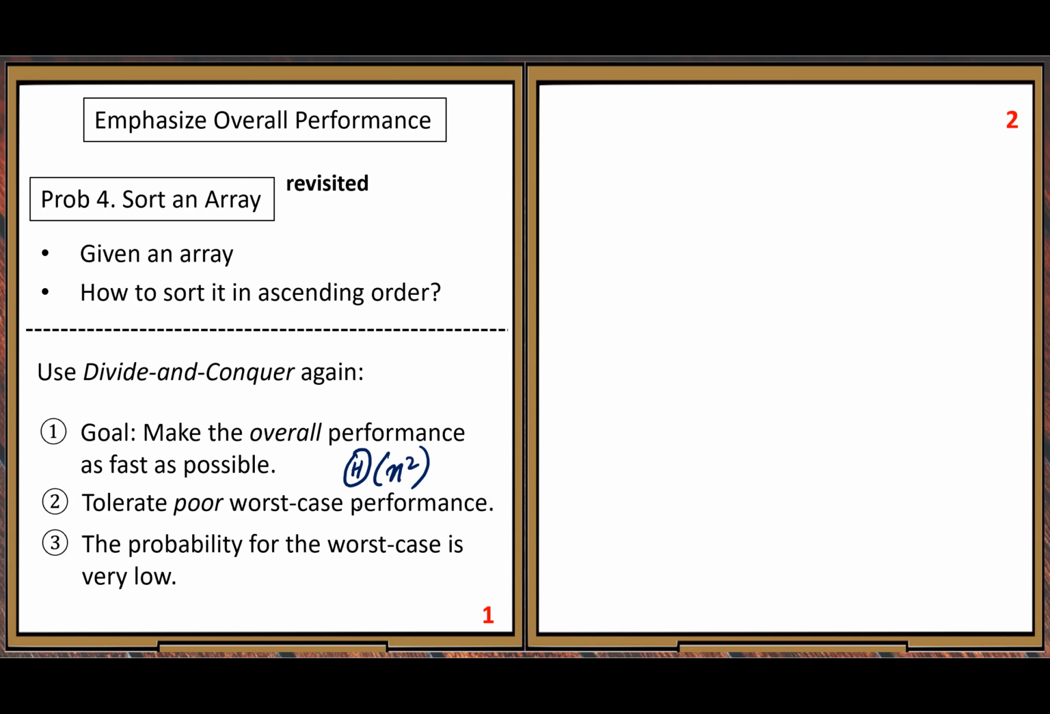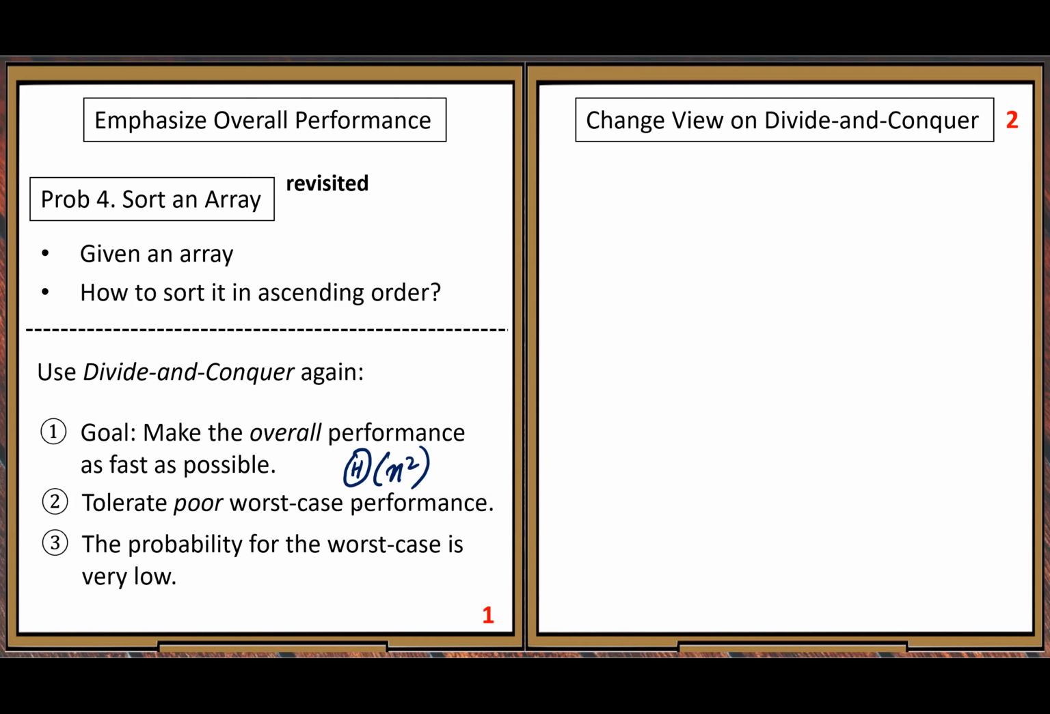So that's our initial consideration. Next, we want to do implementation. We want to make it happen, make these three things in our design. So next, let's look at how we change the view on divide and conquer.